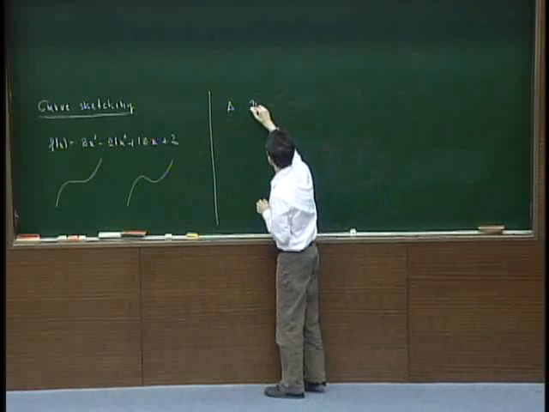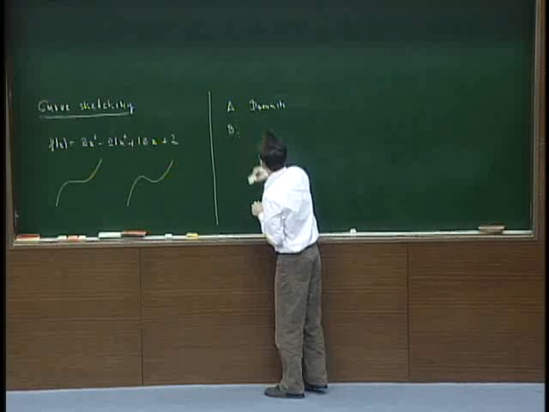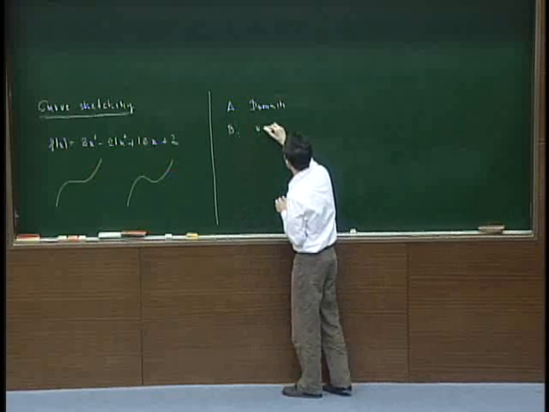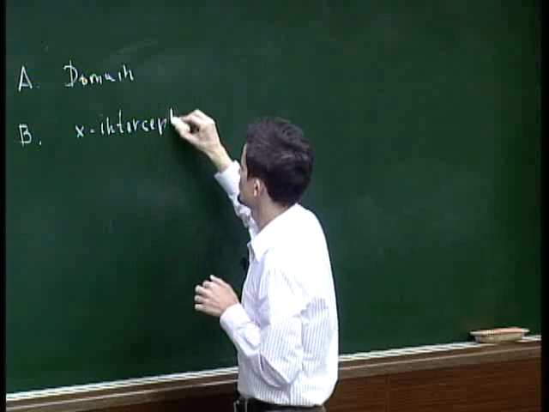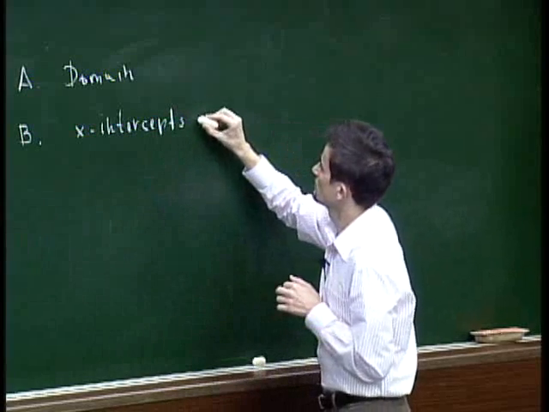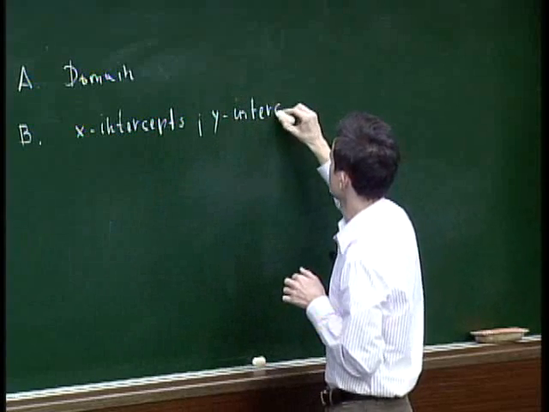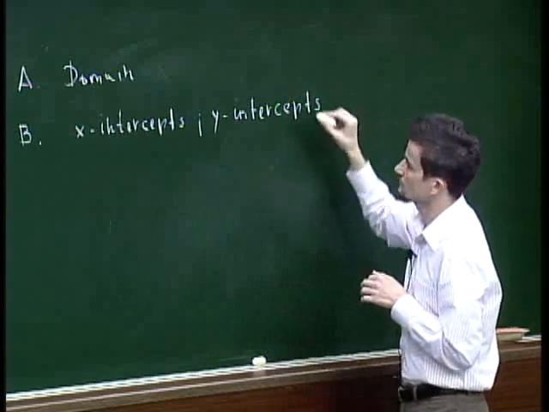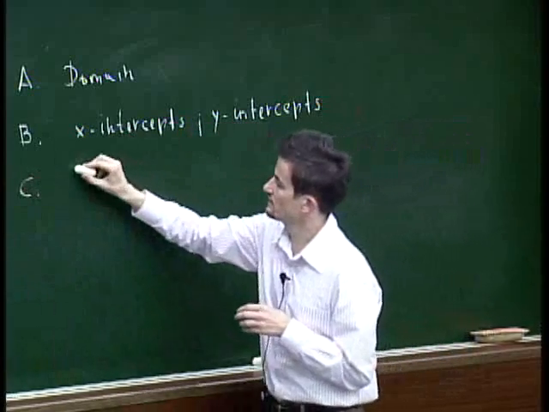The first thing is the domain. The second thing are x and y intercepts. Then the third thing is symmetry.